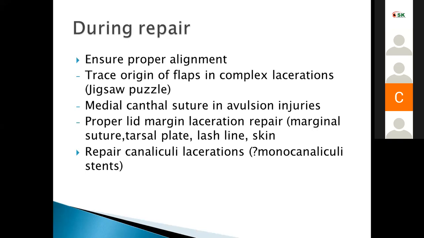Make sure that canalicular lacerations are well handled. For this, you need to put a stent. Commonly people are using monocanalicular stents, which are popularly known as mini-monoka stents.